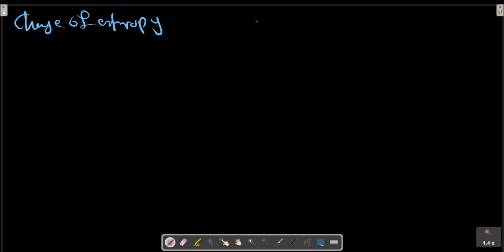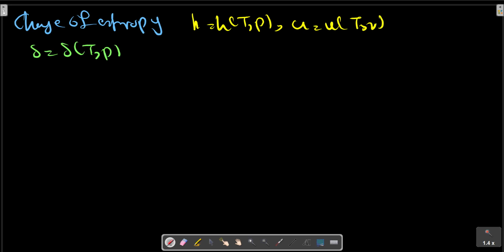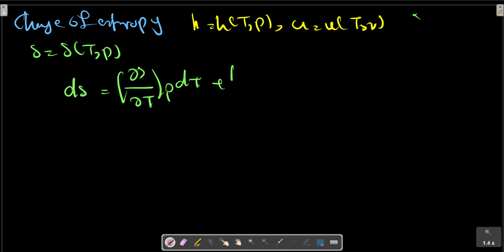We assume that H is a function of T and P, U is a function of T and V, and S also of T and P. That can be written as a function of T and P, and T and V. In this case, dS equals ∂S/∂T at P constant dT plus ∂S/∂P at T constant dP.